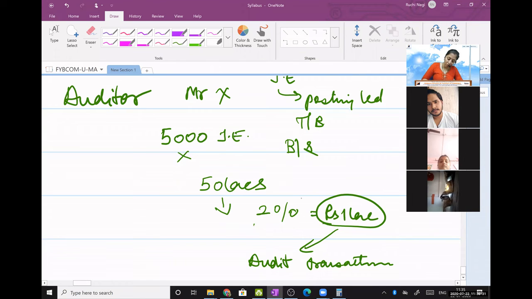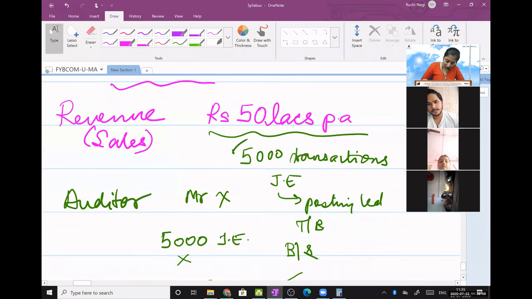Okay, so this is what they do. What technique do they use? They take either 1% or maximum 2% of the revenue, whatever answer they get. So my answer is 2% of 50 lakhs is 1 lakh. So whatever transactions are above 1 lakh, they check all of them. Am I clear? This is called notes to account. This is called relevant items. This is called important items. Okay? See here.